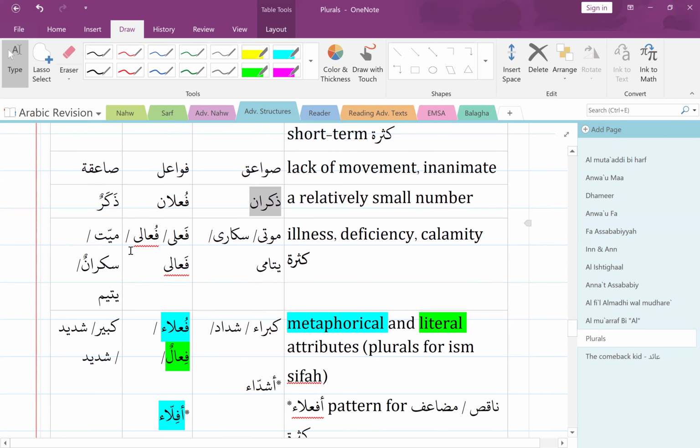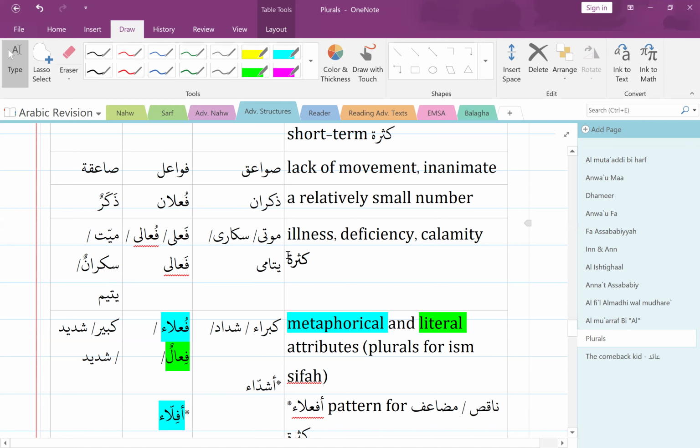You have mayyit, sukran, yatim. So these patterns, fa'ala, fu'ala, and fa'ala. Again, you don't have to memorize this stuff. I haven't memorized this stuff, but the more you practice with it, you just know, okay, mauta is a plural for mayyit. Mauta, fa'ala, is a plural for mayyit. Sukara is a plural for sukran. Sukran is somebody who's a drunk. So sukara, that would be drunk people.